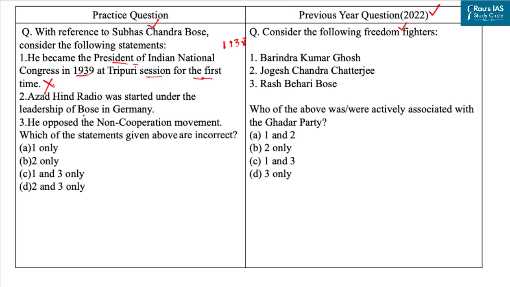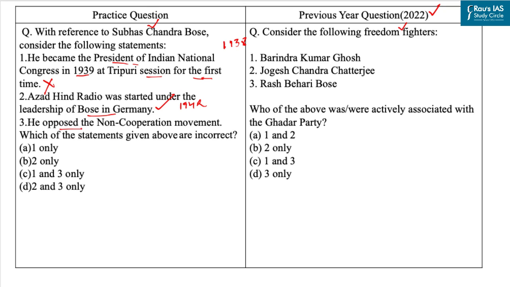Now next statement is Azad Hind Radio was started under the leadership of Bose in Germany. Now this statement is correct as Azad Hind Radio was started under the leadership of Bose in Germany in 1942 to encourage Indians to fight for Axis powers, that is Germany, Italy and Japan. He also set up Free India Center in Berlin.